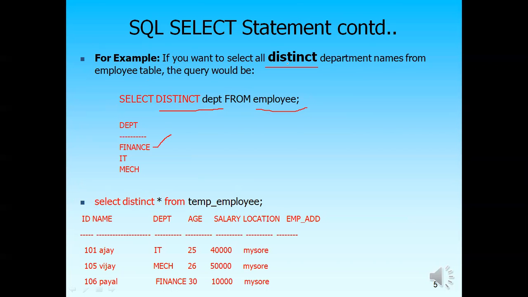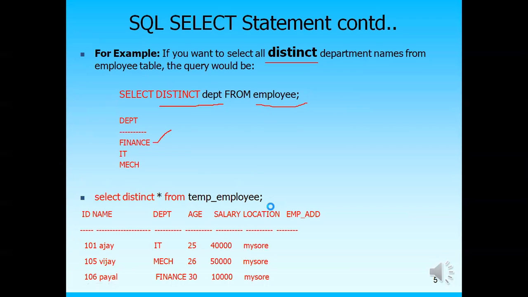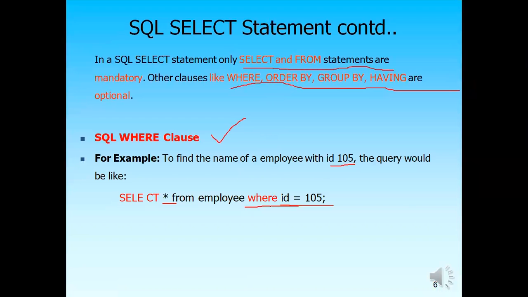So if you want to select distinct department names from the employee table, the query will be select distinct department from employee, right? In the employee table, again there can be multiple employees belonging to the same department, so multiple entries will be there of finance department, IT department, mechanical, but this distinct clause will display each only once. So there can be questions based on this distinct clause, student. So remember this clause that we can use with the select query. Here is another example: select distinct star from temp employee. Also with star you can use the distinct clause.